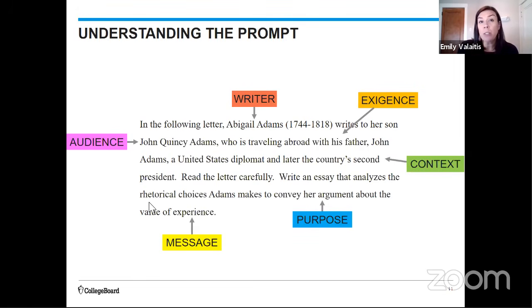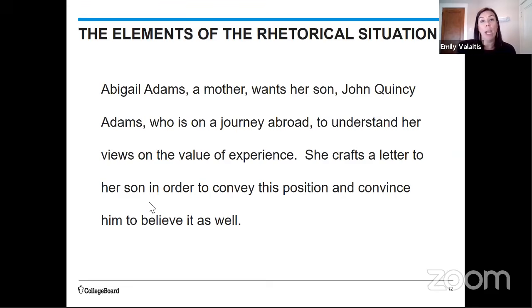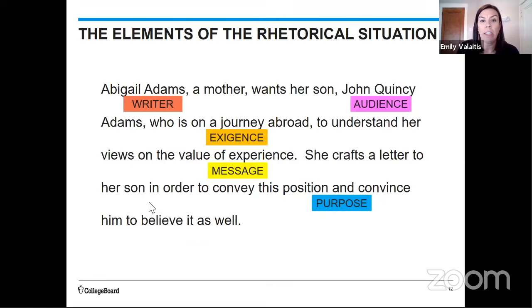Her purpose is given to us a little bit in the prompt, to convey her argument. So we know that that's the purpose. She's trying to convey her argument. And then the message tells us a little about what that argument might be. It's kind of vague, it just says the value of experience. If you had to summarize the rhetorical situation in a sentence or two, it might look something like this. Abigail Adams, a mother, wants her son, John Quincy Adams, who is on a journey abroad, to understand her views on the value of experience. She crafts a letter to her son in order to convey this position and convince him to believe it as well. So again, if we wanted to annotate it, it might look something like this.